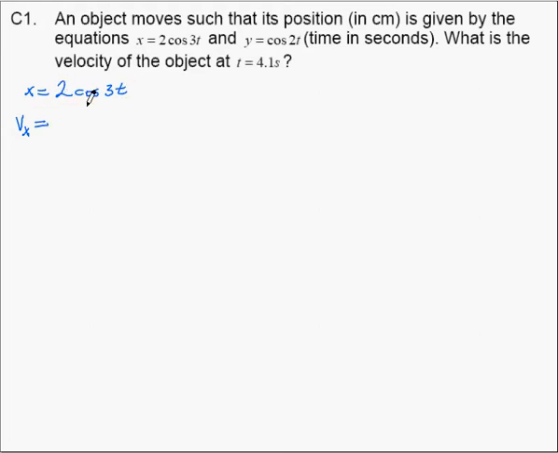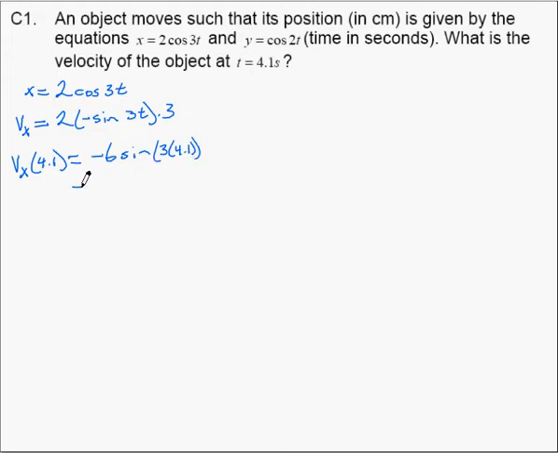So the derivative of 2 cosine 3t is 2 times negative sine of 3t multiplied by 3, the derivative of 3t. So at time 4.1, we're going to evaluate this. So this is negative 6. That's 2 times 3 with a negative. Sine of 3 multiplied by 4.1 for t.